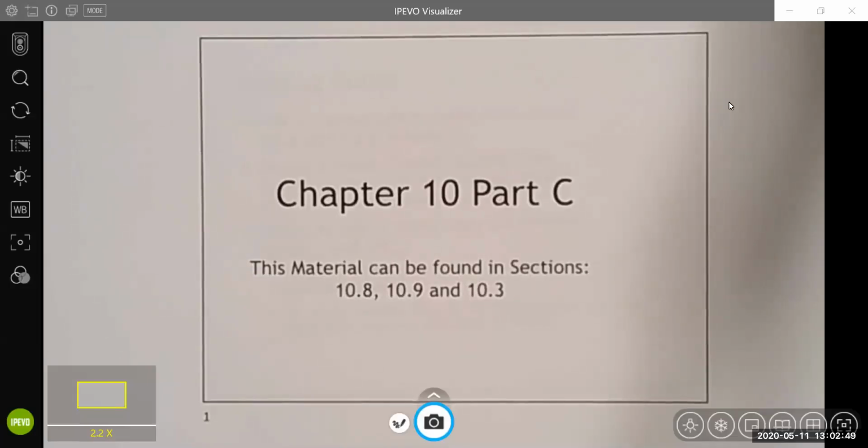Hi students, I'm going to do a little video here on chapter 10 part C, and this material can be found in sections 10.8 and 10.9 for now. 10.3 isn't going to be in this video.